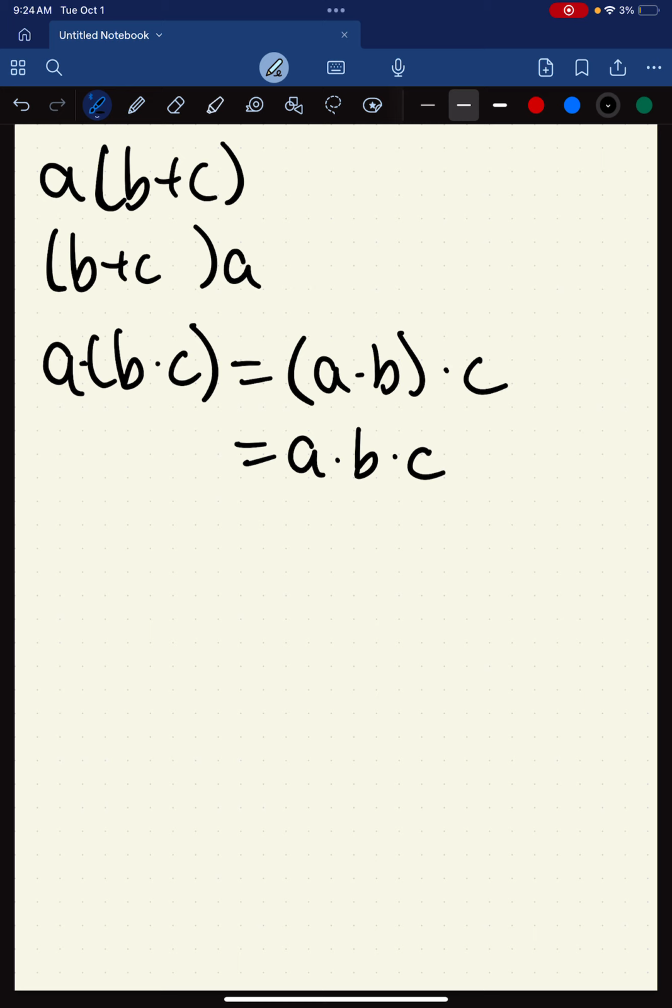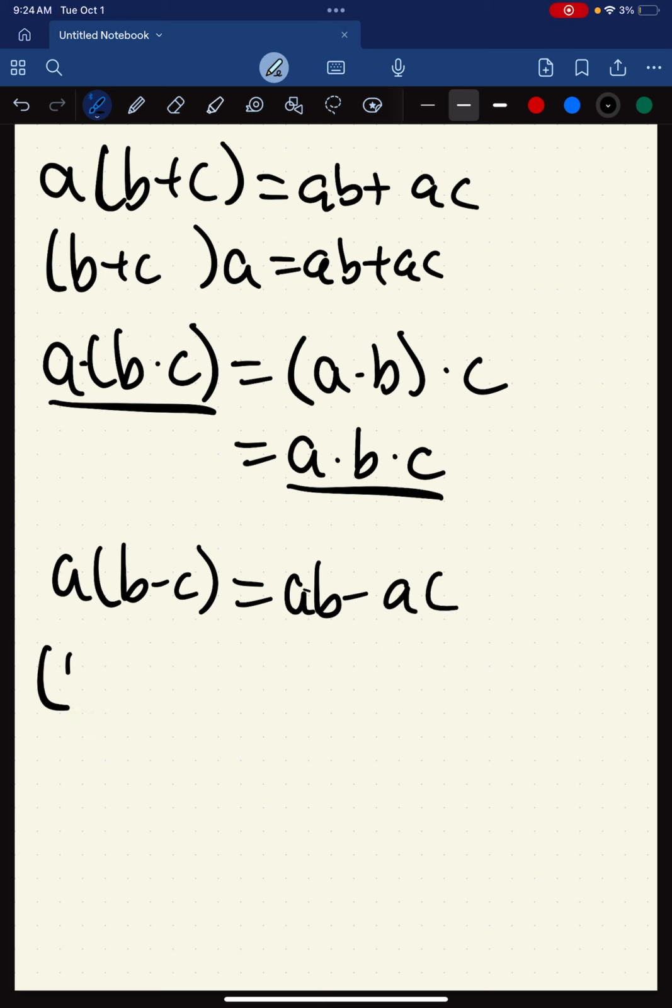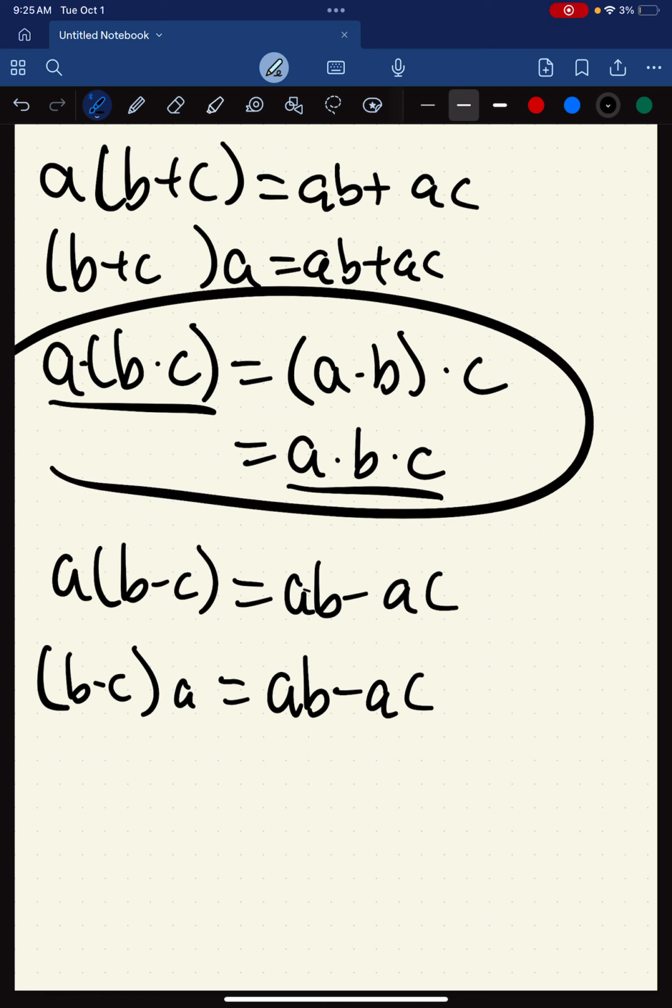So there's that one. This one is AB plus AC. This one's still AB plus AC. And I guess we need to talk about A times B minus C, which is AB minus AC. And then B minus C times A is AB minus AC. And then this one in the middle here, which is that for multiplications, it doesn't matter which way we group, and so we can write this unambiguously. Okay, that's going to be everything for the distributive property.